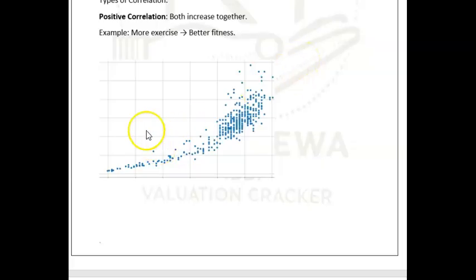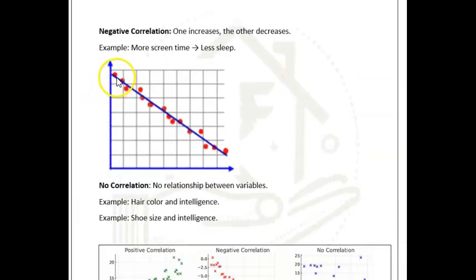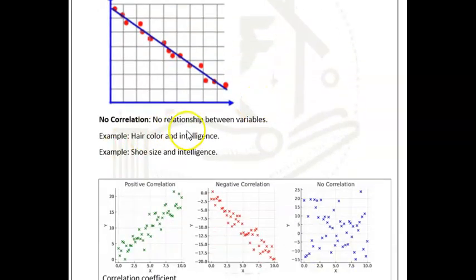In a scatter diagram, we can show this is the positive correlation. These are two variables, and both variables are increasing. In negative correlation, one variable increases and the other decreases. It is going downward. If no correlation, there is no relationship between the variables, for example, hair color and intelligence, no relationship. Shoe size and intelligence, no relationship.